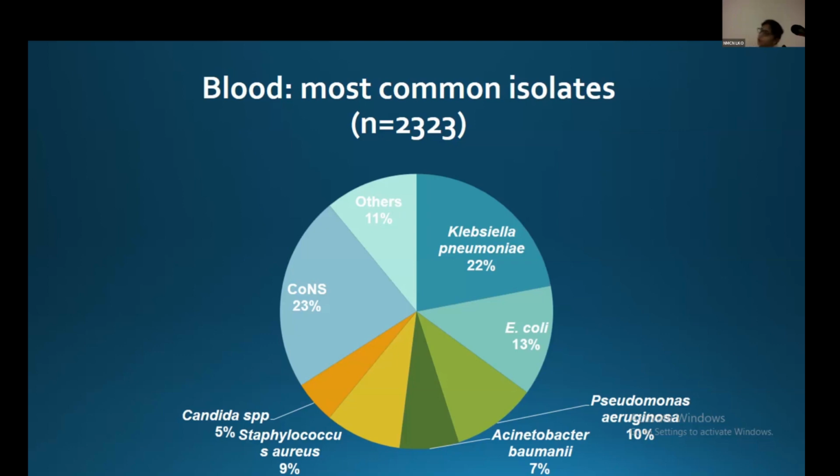And after Klebsiella pneumoniae, E. coli. That means we are heading towards a gram-negative majority from bloodstream infections. Gram-positives are on the lower side. Staphylococcus aureus, you can see only 9% of the cases we have isolated Staphylococcus aureus. The most important pathogens in our hospital are Klebsiella pneumoniae and Escherichia coli.